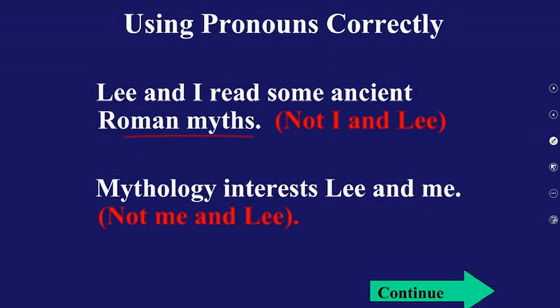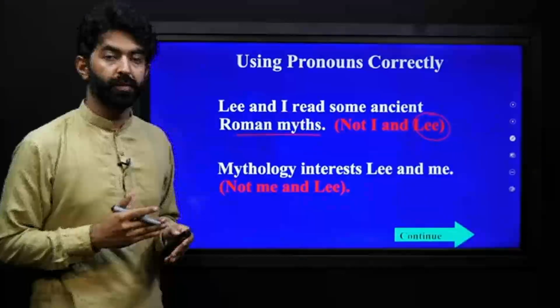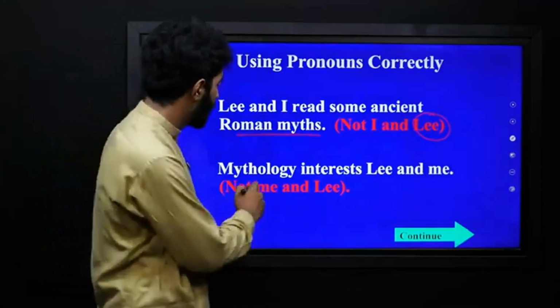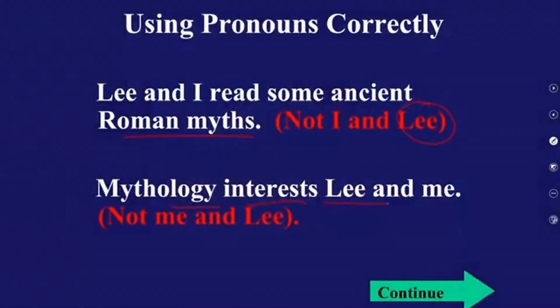You have to put the other person or other thing before you, and then talk about yourself as I. Mythology interests Lee and me. Again, this is right. We used the other person's name first according to the rule. If you used me and Lee here, this will be considered incorrect.